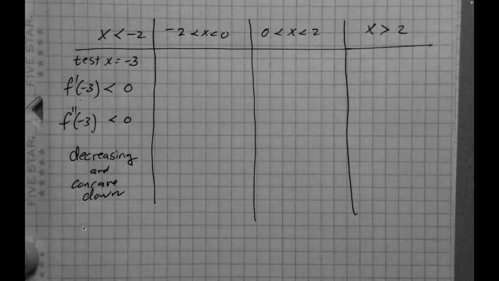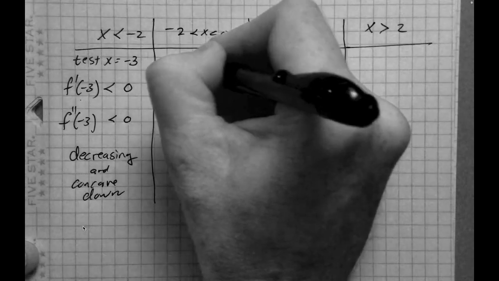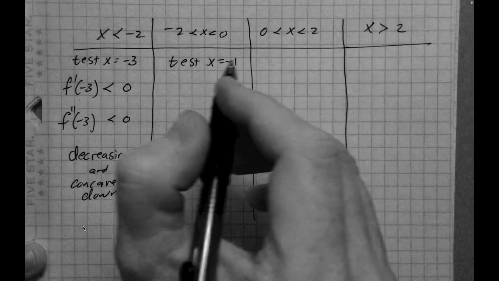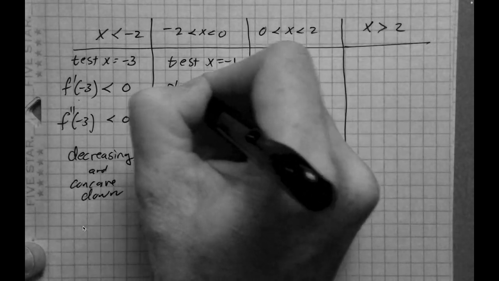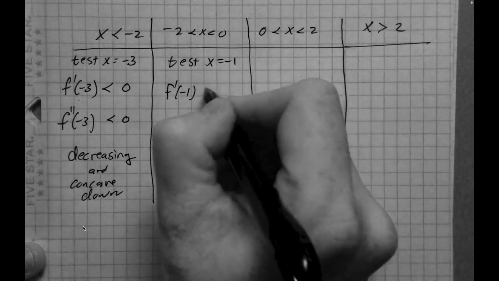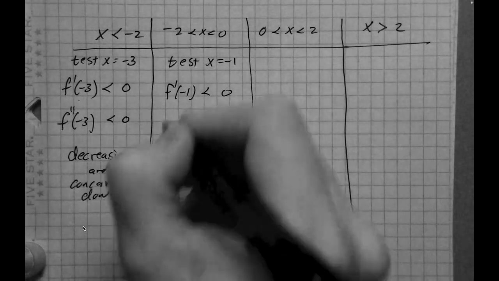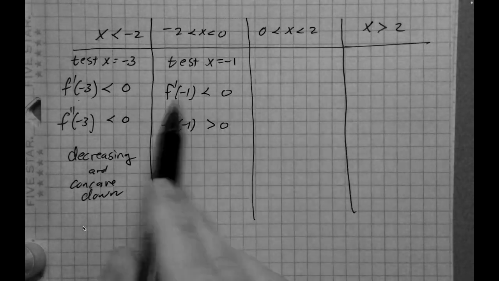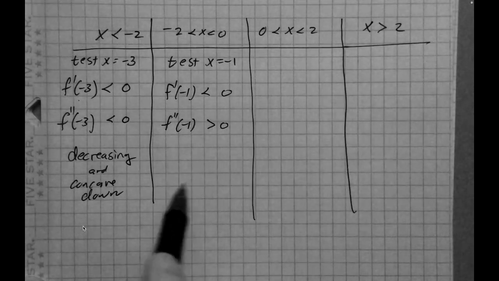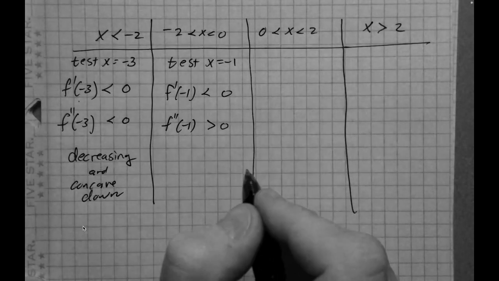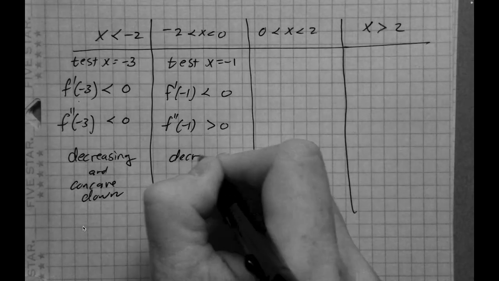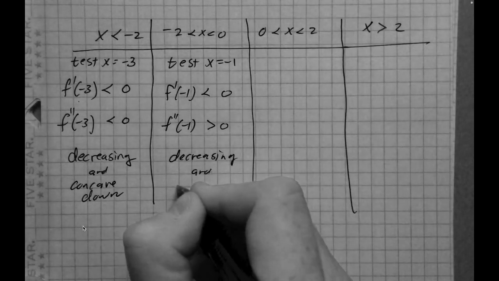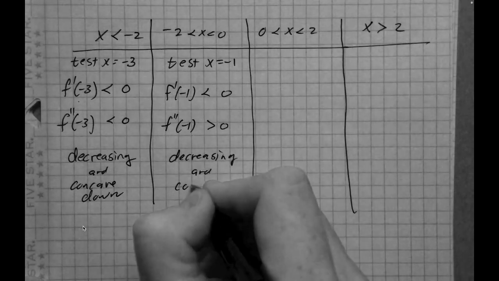Okay, perfect. Do the same thing here. Test x equals negative 1, right in between those. And the first derivative at negative 1 is also less than 0. The second derivative there is actually greater than 0. And again, just go off to the side, plug these in and test them. And so here we're going to have decreasing, right? The function will be decreasing and concave up, the second derivative being positive.